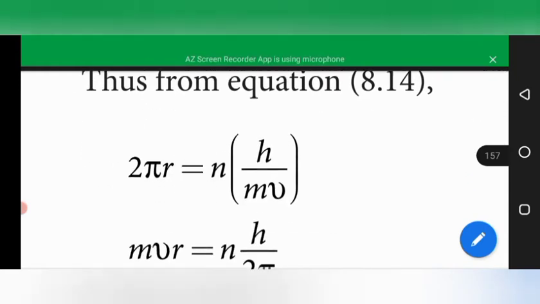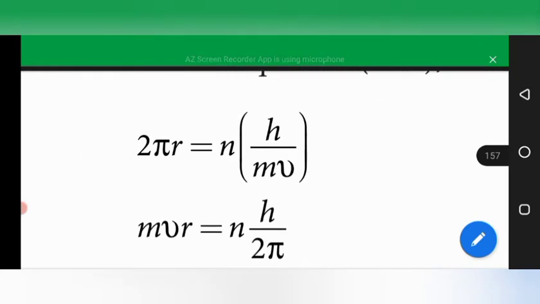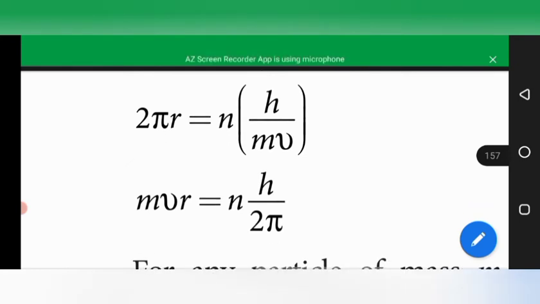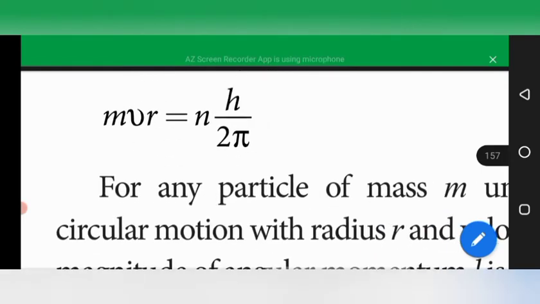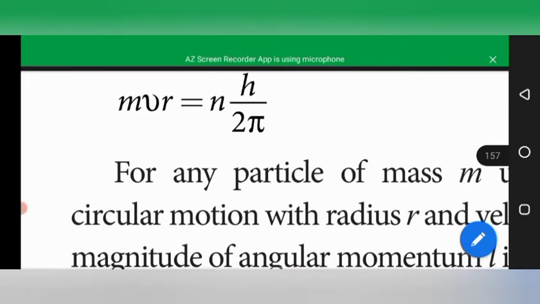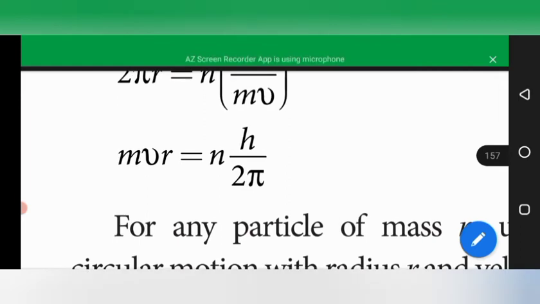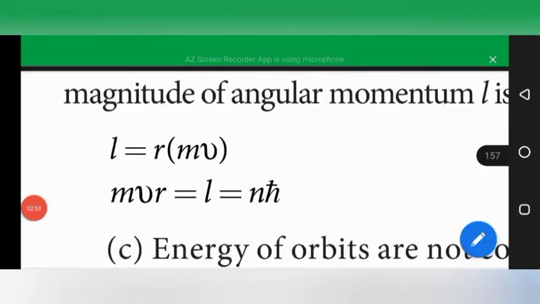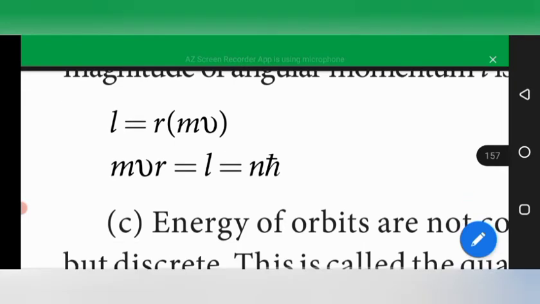Substituting this in the above equation, 2 pi r is equal to nh by mv. Rearranging the above equation, mvr is equal to nh by 2 pi. And you know that L is equal to n h bar. So mvr is also equal to L, that is n h bar. This is the value associated with the circular motion with radius r and velocity v.